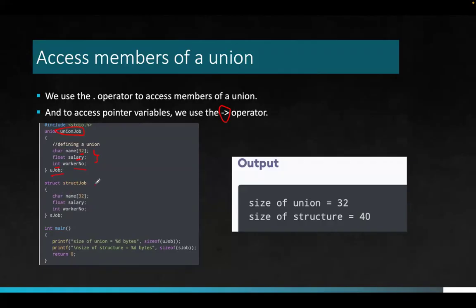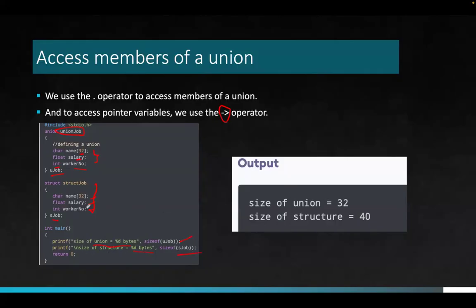Another one: I am creating a structure here. This structure job has the same variables: character array name with size 32, float salary, and int worker number, and the structure alias name is s job. Now if you want to see the size of each, printf sizeof the union u job, printf sizeof the structure s job, return 0.